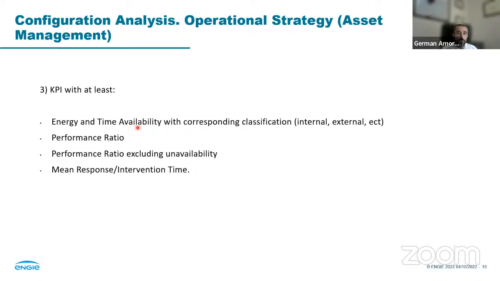So the question is to evaluate when, for example, we have one tracker or two trackers stopped, how many megawatt hours or kilowatt hours we are losing due to these two tracker stops. We are internally working in Engie Group to develop these dedicated, specific KPIs to improve this information.